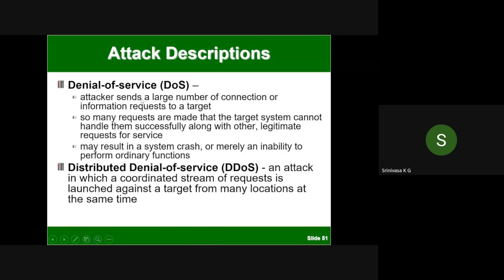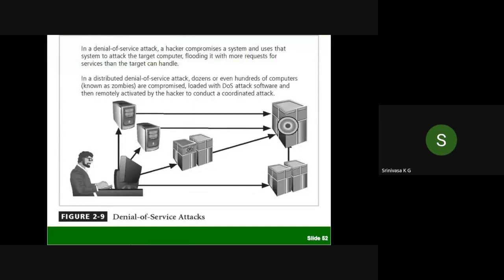Denial of service: the attacker sends a large number of connection or information requests to a target. So many requests are made that the target system cannot handle them successfully along with other legitimate requests for service, and this may result in a system crash or merely an inability to perform an ordinary function. Then distributed denial of service is an attack in which a coordinated stream of requests is launched against the target from many locations at the same time. So in a denial of service attack, the hacker compromises the system and uses it to attack the target computer, flooding it with more requests for the service than the target can handle.